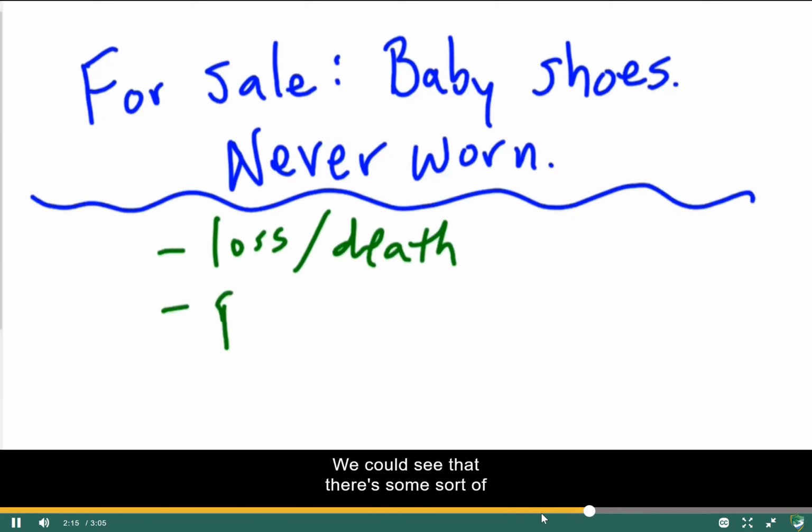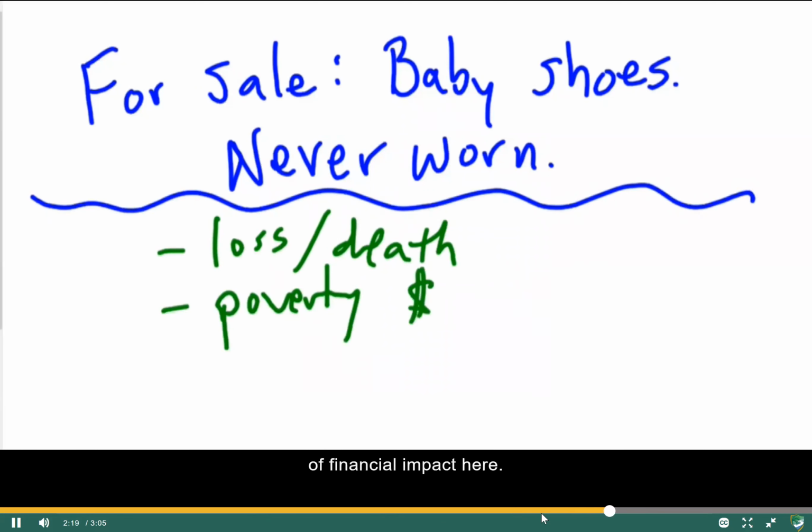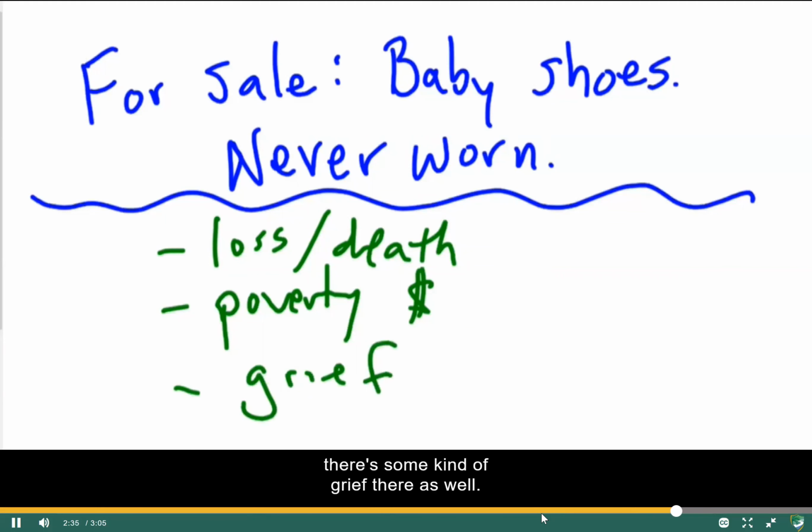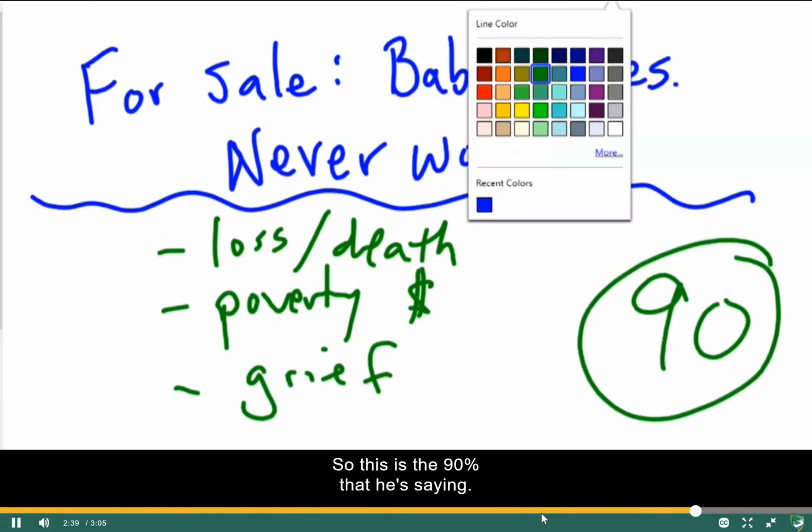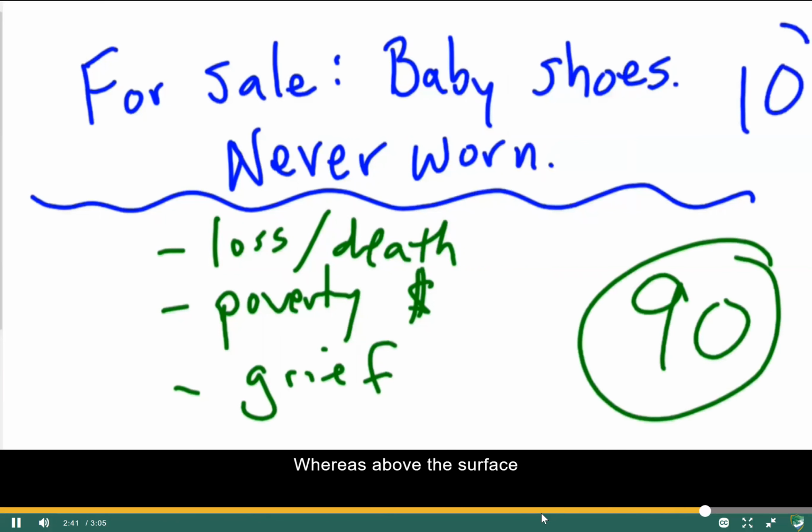We could see that there's some sort of poverty or some sort of financial impact here, why we're selling the shoes. Even if we did lose the baby, we must need the money if we're selling the shoes. And then regardless, there's some kind of grief there as well. So this is the 90% that he's saying, whereas above the surface, we only get 6 words, but we get a much deeper story if we stop and think about it.